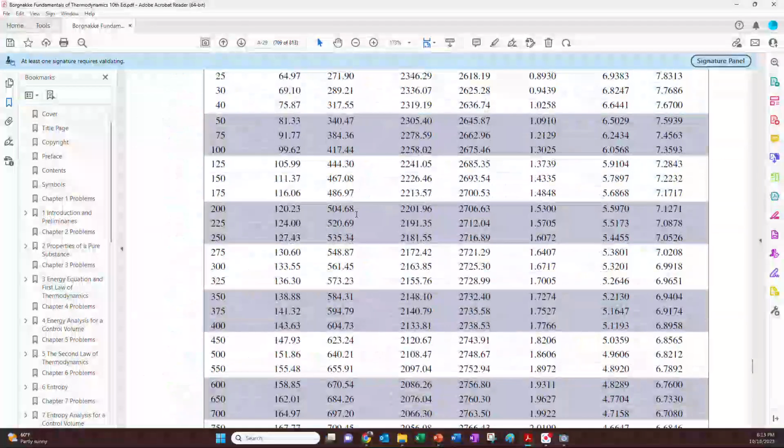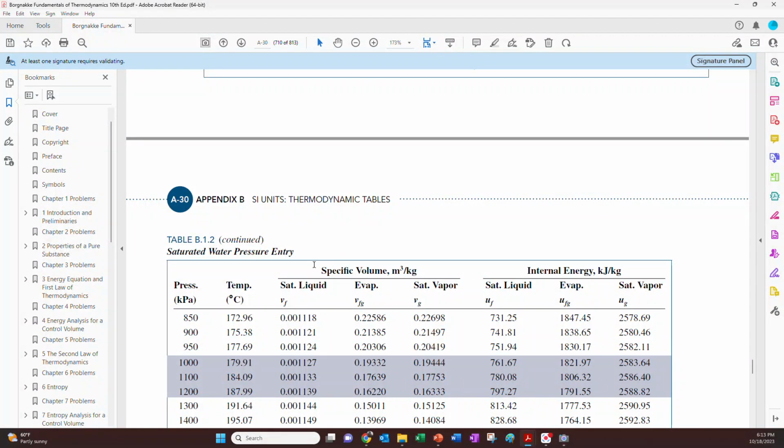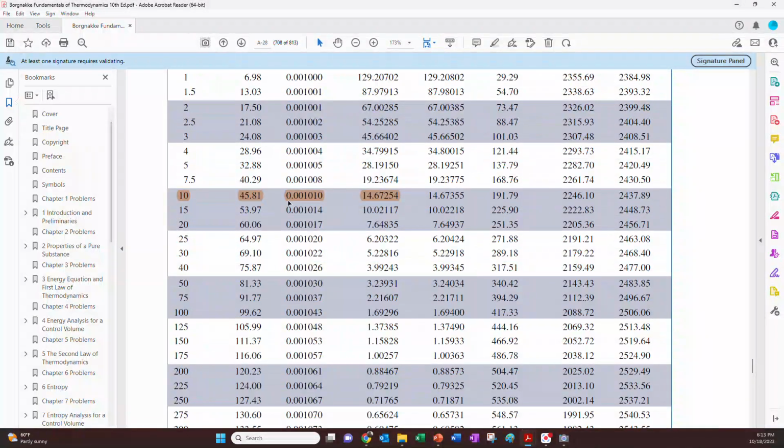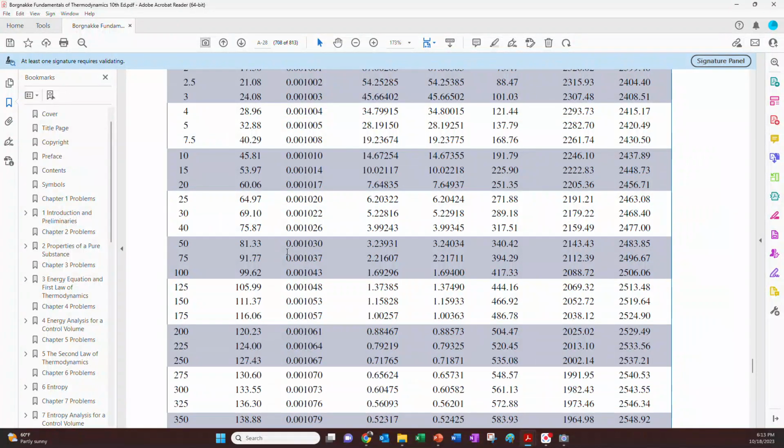So, is this the one? Is the pressure entry, but we have the wrong pressure. There you go. So let me get rid of that. So we have a pressure of 150 right there, and that's important to us, right? So we can see that we have the TSAT.